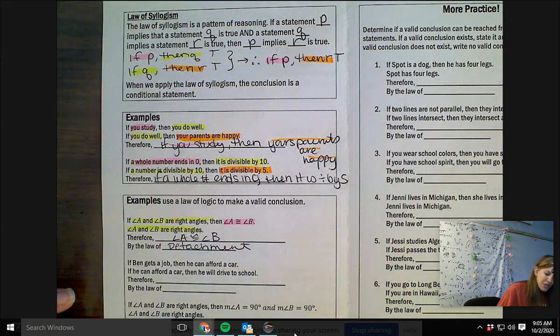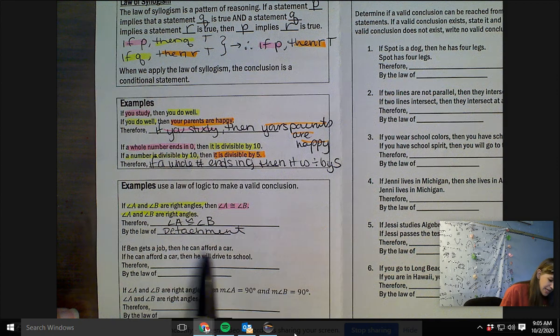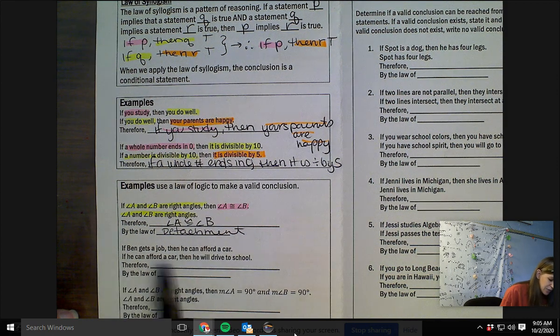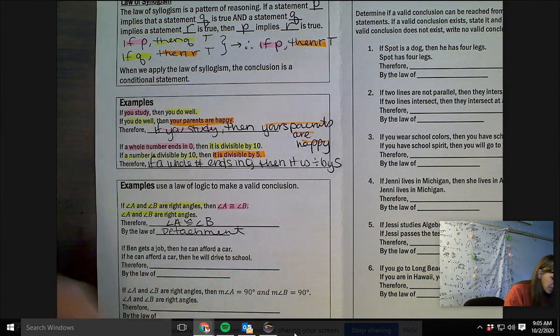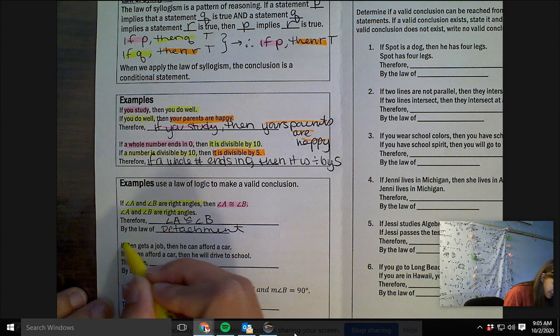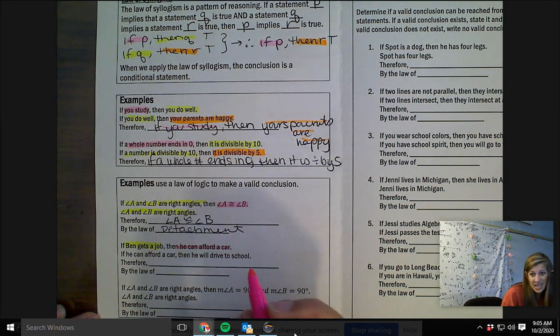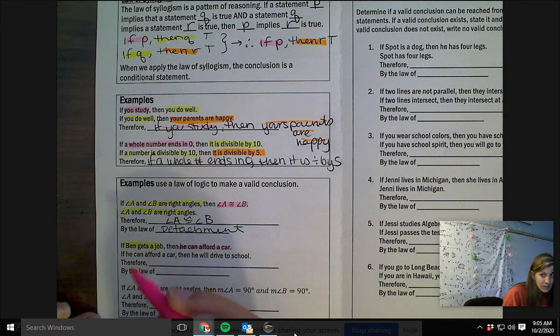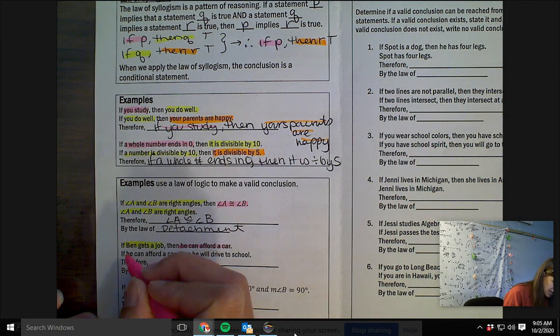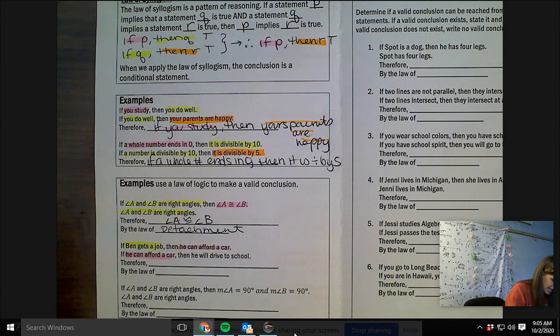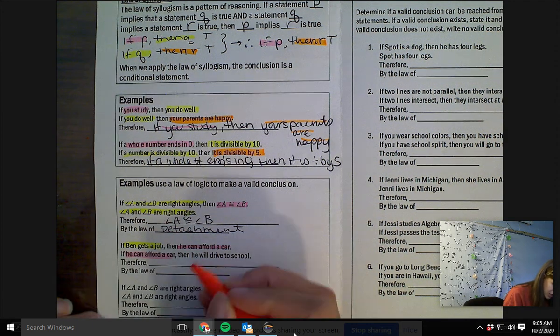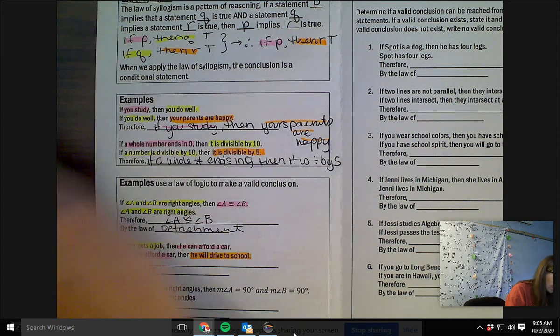Okay, another example, if Ben gets a job, then he can afford a car. If he can afford a car, then he will drive to school. So I noticed some things here. We have Ben gets a job, he can afford a car. Also, I notice I have two conditional statements, which leads me to believe this might be syllogism. He can afford a car, I repeated, and then he will drive to school. I've said that nowhere else, so that gets a new color.